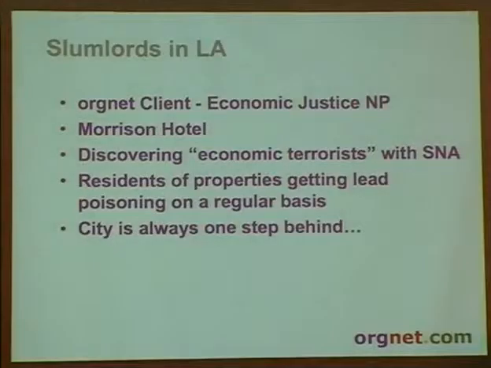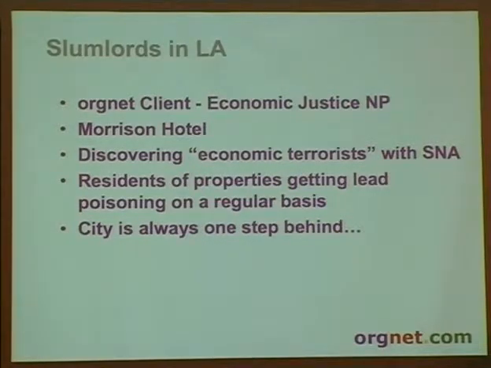So, next one. I have a very interesting client in Los Angeles, and I won't mention their name, but they're an economic justice organization. So they fight for the little person that can't fight for themselves. And one of the battles they've been carrying on is against this group of slumlords in the area that they're interested in.